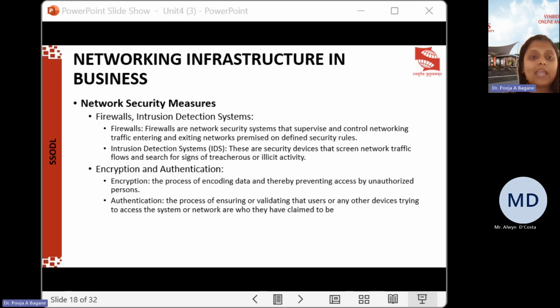Then the next is encryption and authentication. Encryption means the process of converting data from one form to another, that is, encoding the data. Therefore, it prevents access by unauthorized persons. The encoding, based on a particular cryptographic algorithm, is aimed at transforming the plain text, which means our original message, into ciphertext. The original message will be converted into another form, another format, another code. It is a coded thing. So plain text will be converted into coded text, which is called ciphertext.